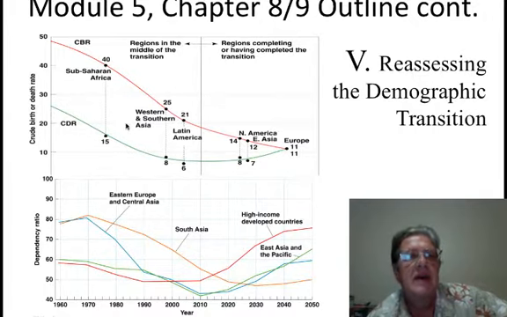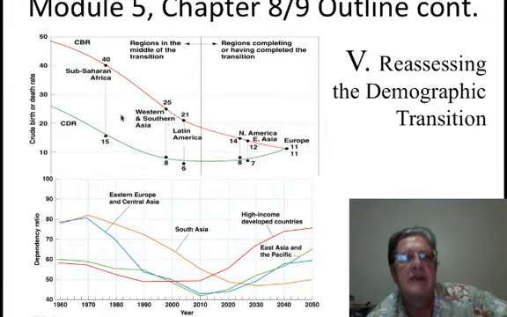As you can see, the countries that have the largest difference in their birth rate and death rate happen to be sub-Saharan Africa, Western and Southern Asia, and Latin America. And it's this difference, this large gap between the birth rate and the death rate, that's causing a large population increase in these countries.